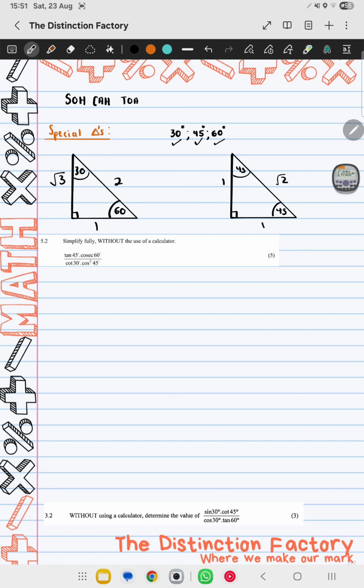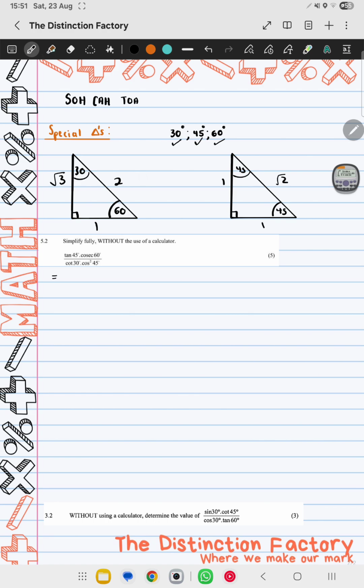It says simplify fully without the use of a calculator. So they do not want you to use a calculator, but I'll show you a little trick where you can use a calculator instead. And you'll notice that this question has angles like 45, 60, and 30. And whenever you get questions like this, that's our hint to us that we have to use our special triangles for these. We're going to start by substituting each value.